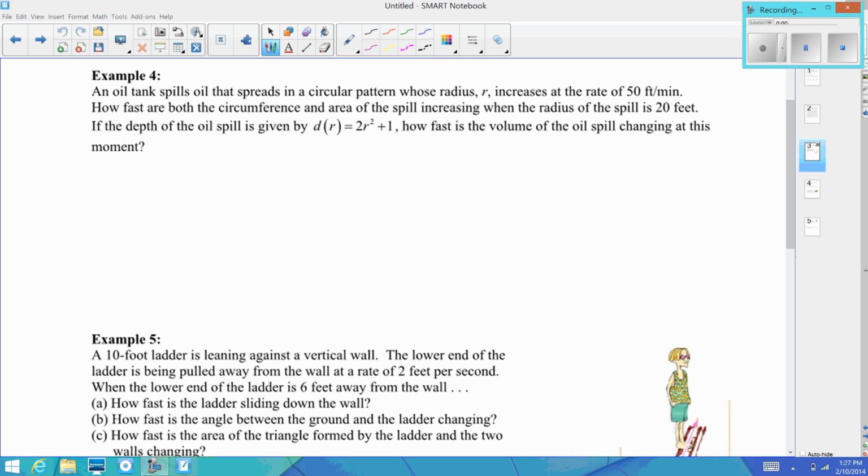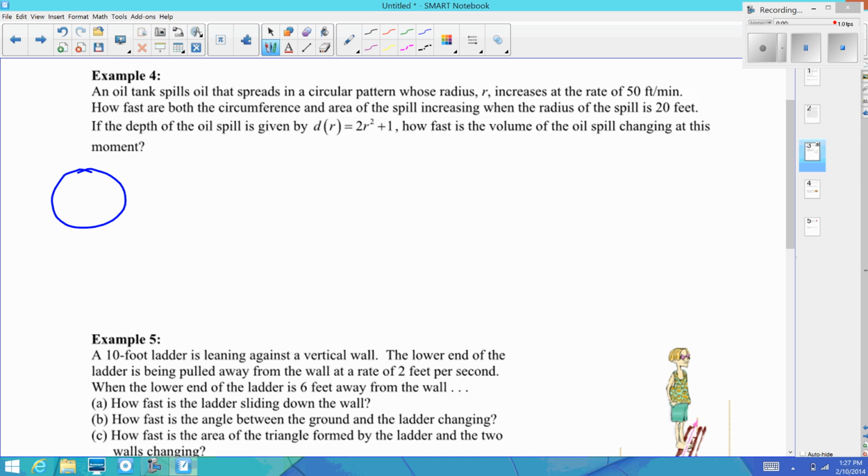Okay, continuing with our related rates here, number 4. So we have an oil tank spilling oil that spreads in a circular pattern. Good idea to get a picture here. All right, with radius r, we don't know what it is. And reading this, the radius increases at a rate of 50 feet per minute.